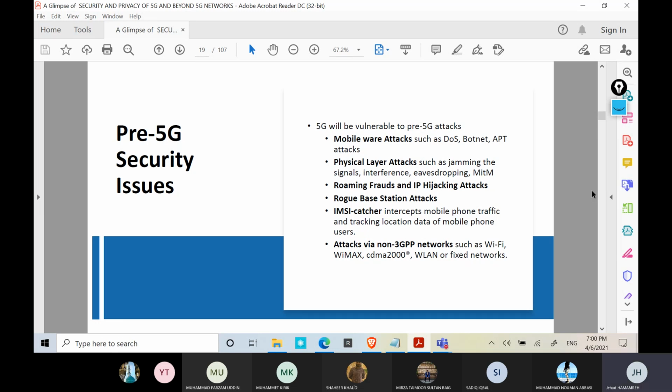We have attacks related to roaming frauds, IP hijacking attacks. We have also rogue base station attacks. I told you, a base station faking a legitimate one, making the user think that he's connected with a legit, authentic base station. We have the IMSI catcher, which intercepts mobile phone traffic and tracks location data of mobile phone users. We have attacks via non-3GPP networks such as Wi-Fi, WiMAX, CDMA.